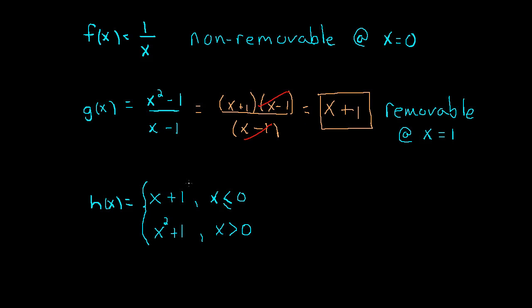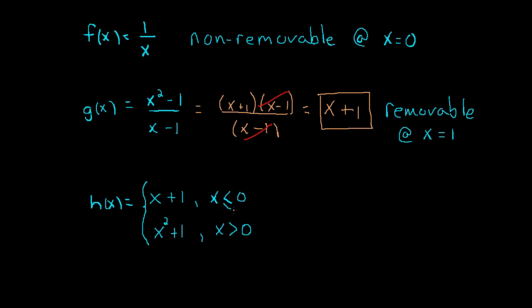And finally, the last example. The last example is a piecewise function. And you can probably guess where our discontinuity is going to occur. Here we have a linear function. We know linear functions are continuous everywhere. Here we have a quadratic function, and this is going to be continuous everywhere. So really, we have two continuous functions here.